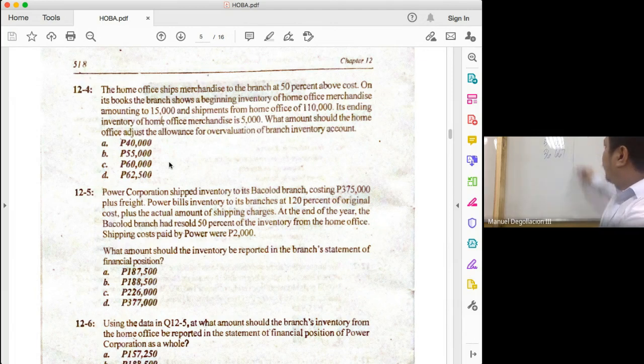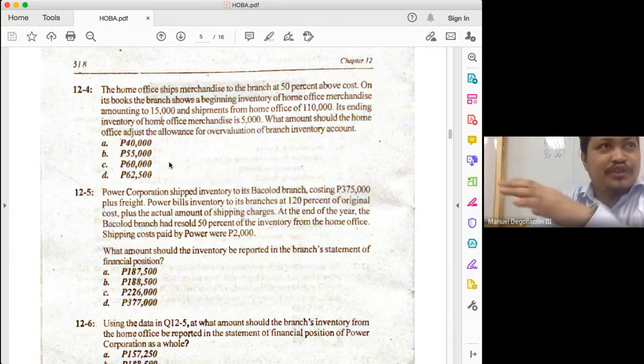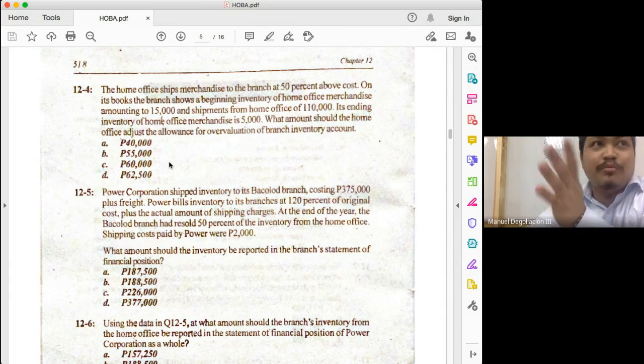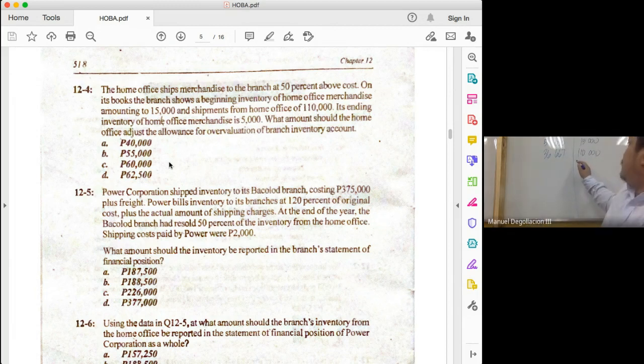How much was the markup in the beginning inventory? By the way, how much was the beginning inventory? 15,000. Well, the shipments from home office is 110,000. Now, assuming there are no purchases from outside parties, what do you get when you add the beginning inventory and your shipments from home office? You'd already have your total goods available for sale. Beginning inventory plus shipments during the year will give you your goods available for sale, assuming there are no purchases from outside parties. So if you add 15,000 and 110,000, that means your goods available for sale is 125,000.